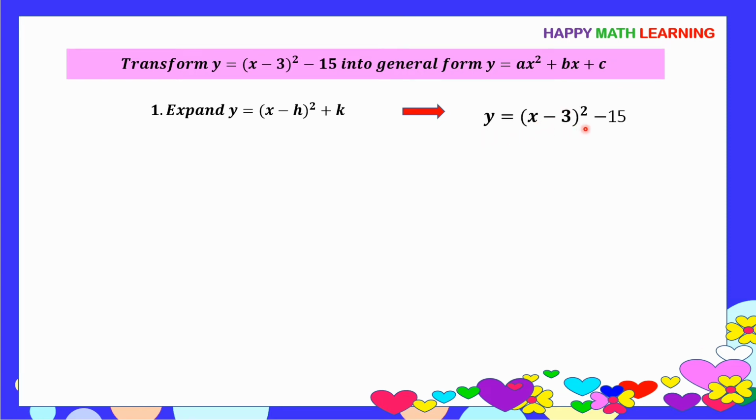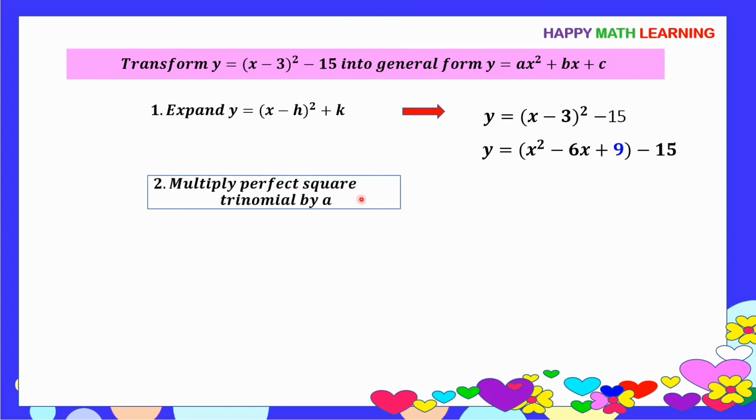Bring down y equals, open parenthesis, x times x equals x squared. Negative 3x plus negative 3x equals negative 6x. Negative 3 times negative 3 equals positive 9. Then bring down negative 15. Step 2. Multiply perfect square trinomial by a. Since ang value ng a natin is 1, so y equals x squared minus 6x plus 9 minus 15, proceed to step 3.